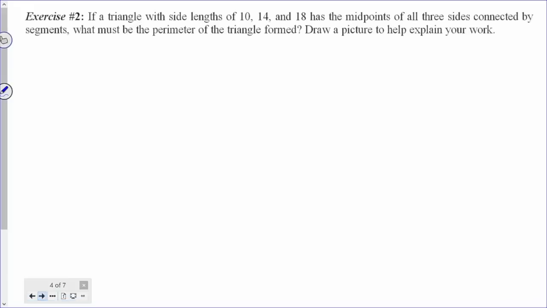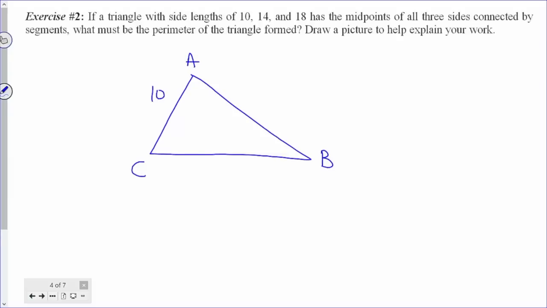This is simple enough. I'm going to draw just a random sketch of a triangle, all right? I might even label it ABC, okay? And what I was told is that one side length was 10, one side length was 14, and one side length was 18. If I took the midpoints of all three sides of this triangle, and connected these two, what that theorem tells me is that it must be 9. It must be half of the 18.